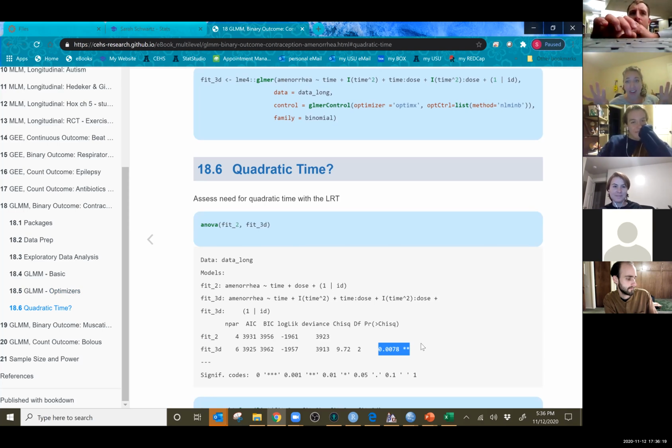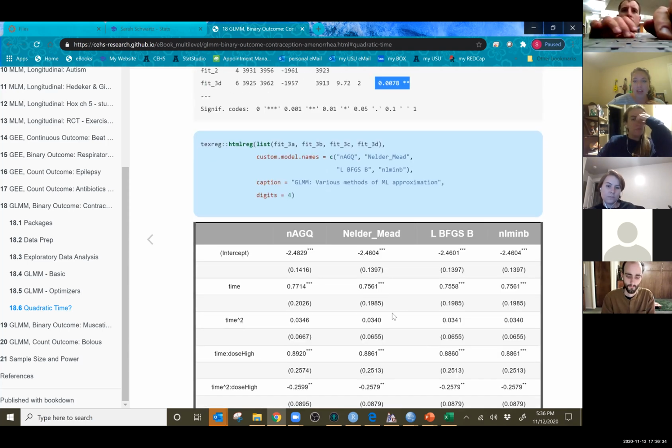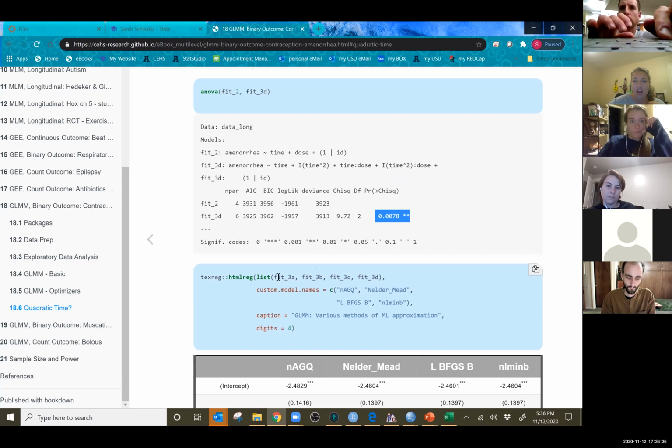Model 3 is better. Model 3 has dose interacting with time and time squared, and that's a much more complicated model. It has 6 parameters instead of just 4, and it turns out to be better. So here, to show you, I put models 3A, B, C, and D. All of these models have the same parameters. They just have different optimizers.